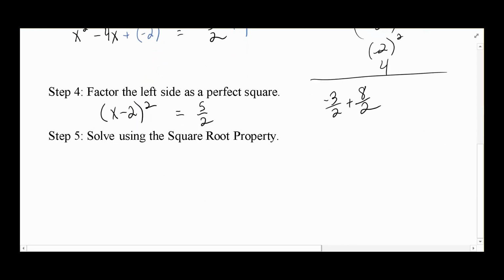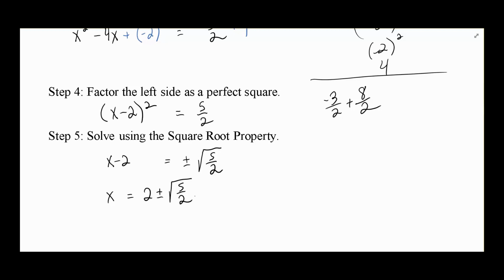So now using the square root property, we get x minus 2 equals the positive or negative square root of 5 halves. We can add the 2 to the other side to get 2 plus or minus the square root of 5 halves. But guess what? I'm not going to allow you to leave your answer like that, because we have a square root of a fraction.